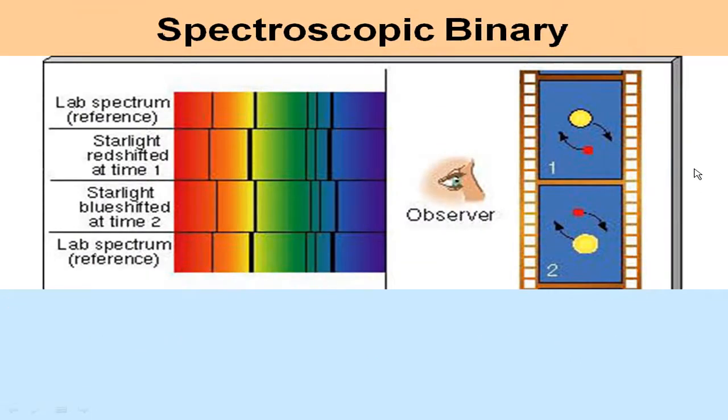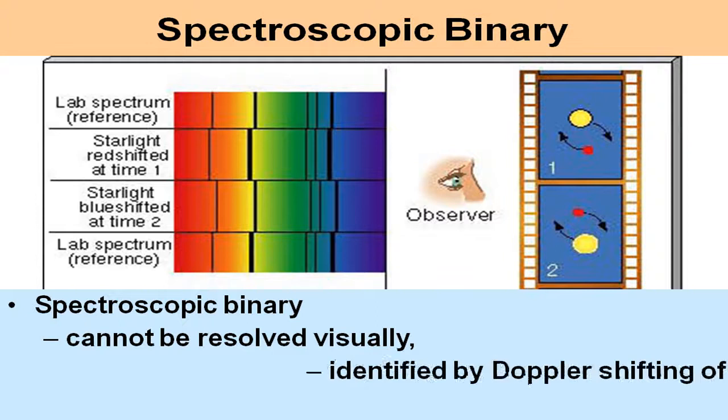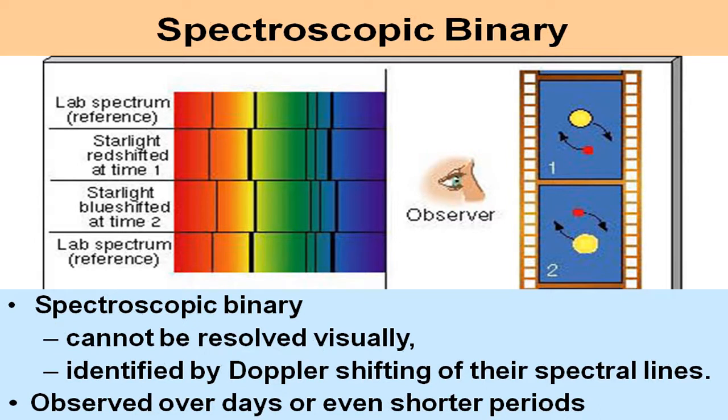Another way to observe a binary star system is through spectroscopic techniques. We could use the Doppler shift in this case. These are for stars that cannot necessarily be resolved visually because they're so close to each other. But if you look at the light, you can see that sometimes one brighter star is moving towards you, sometimes it's moving away from you. As they revolve, we can observe their spectrum, and the spectrum would shift either to the red or to the blue as it revolves around the center of mass. So we identify the Doppler shift of the spectral lines, and this can be observed over days or even shorter periods, depending on how fast the revolution is taking place.